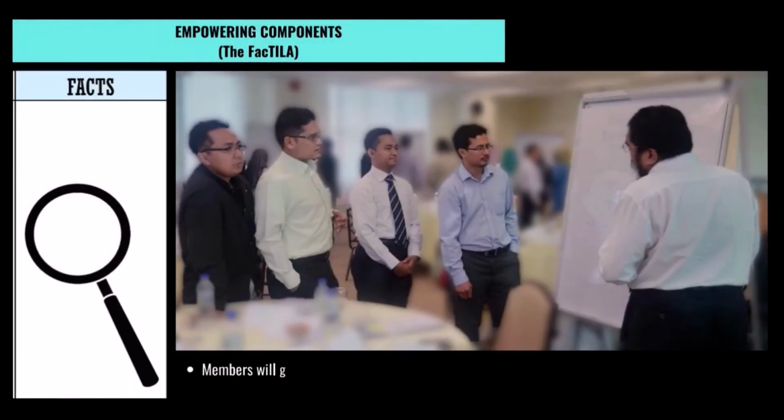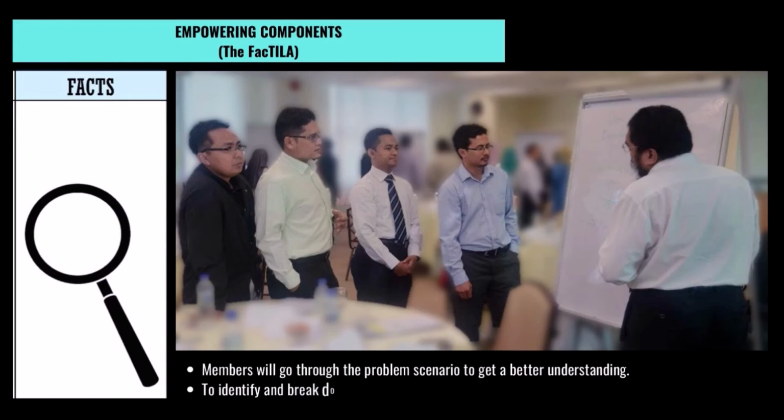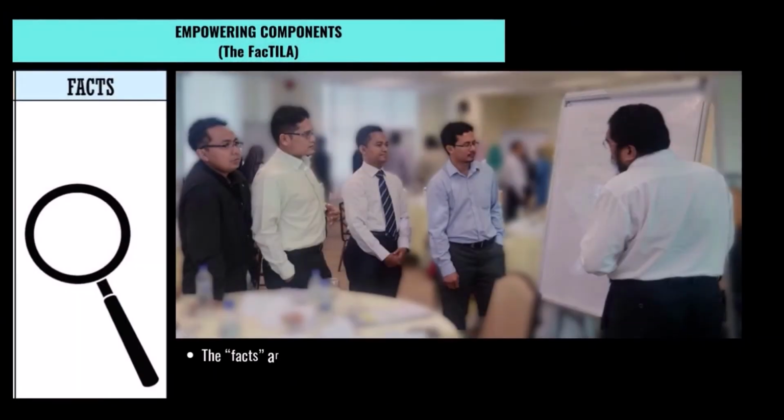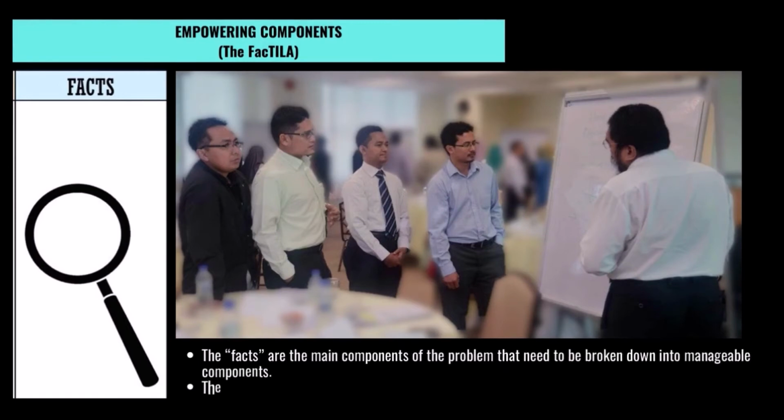Facts identification is the first learning step for the group and the first block in the empowering components. Members will go through the problem scenario, mostly in form of a written description, to get a better understanding. Then, they will start to identify and break down the facts from the problem. The facts are not necessarily the factual components of the problem, rather the main components of the problem that need to be broken down into manageable components. This will better facilitate the next learning activities.